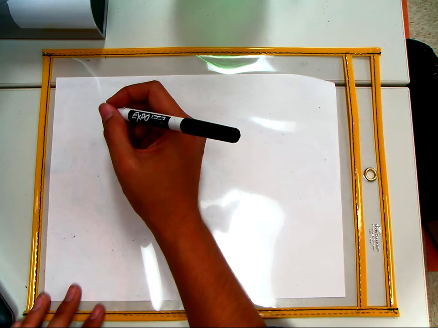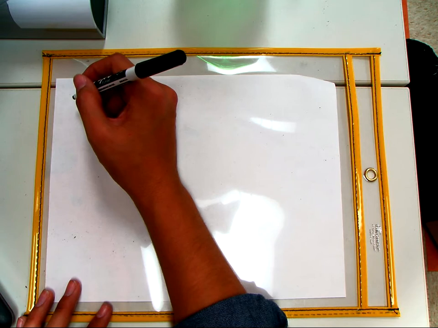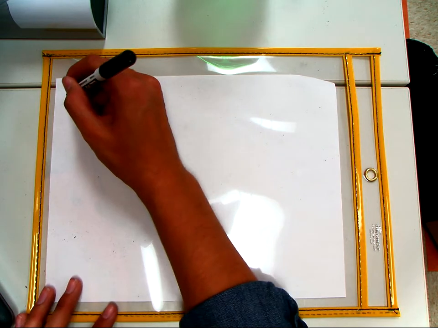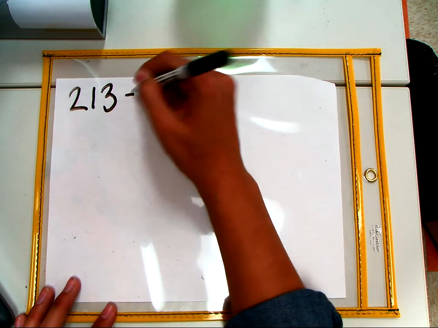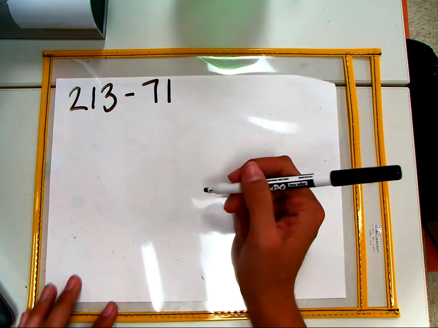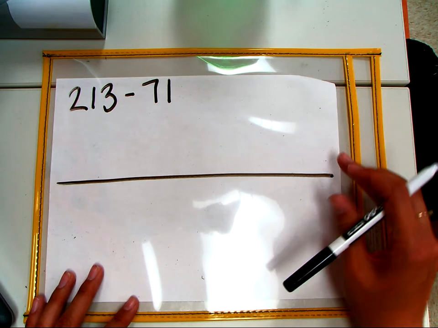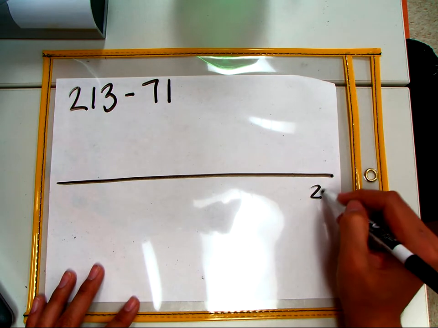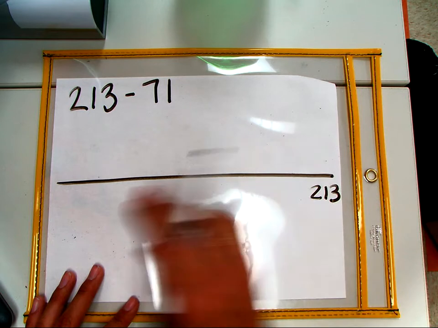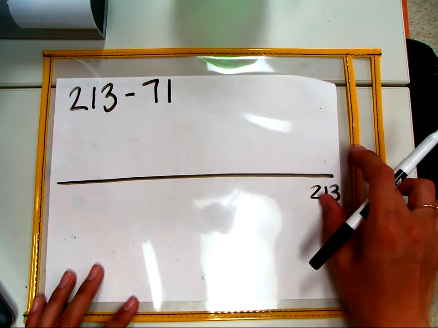subtracting 3-digit numbers. So I'm going to do the same two problems that I did in the regrouping video, which is another video that you can watch. I'm going to do 213 minus 71. So when I start an open number line, I just draw my number line. I know I'm going to start on this side with 213 because as number lines go, the numbers get larger.